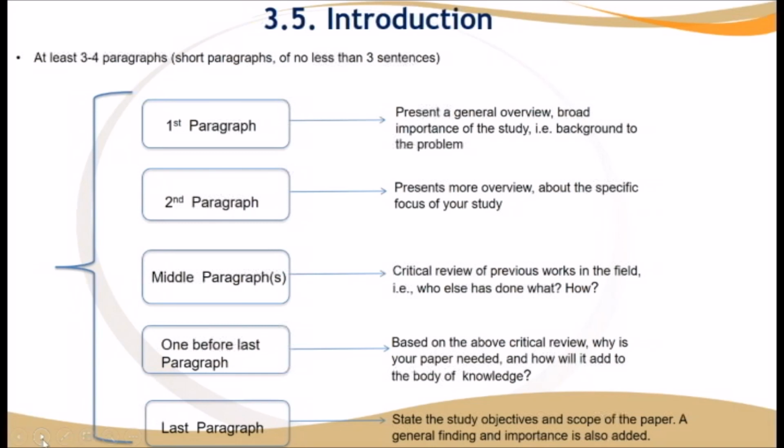Which is why the one before last paragraph is based on these above critical reviews. It speaks to why your research paper is needed. How will it add to the body of knowledge? Okay, so one before last, these are the contents that should go into that paragraph. And in the last and final paragraph, this is where you must clearly state the objectives of your research paper, the objectives of your study, okay?